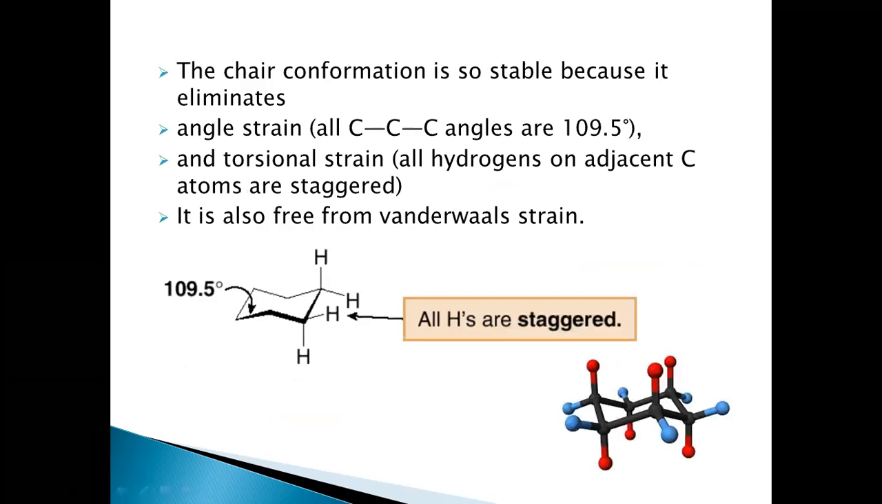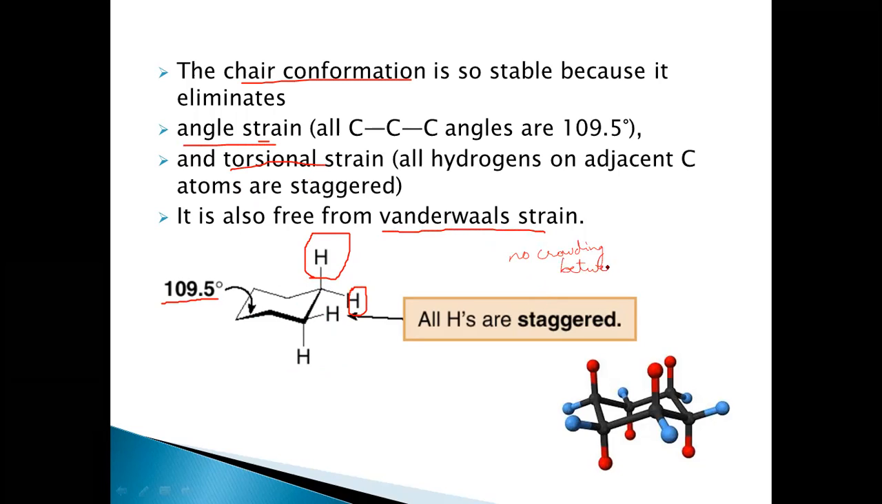Why is this chair conformation so stable? Because it is free from angle strain. The angle is the normal tetrahedral angle, the ideal angle, that is 109.5 degrees. It is also free from torsional strain because all the hydrogens on adjacent carbon atoms are in staggered conformation and not eclipsed. That means these hydrogens are not one behind another. And the one more strain is the van der Waals strain, where the hydrogens on these carbon atoms are crowding. Here there is no crowding between the hydrogens.